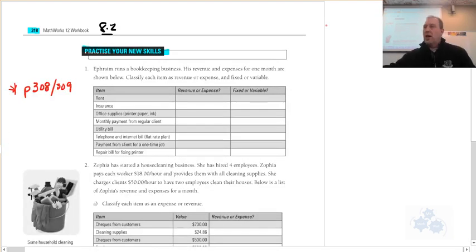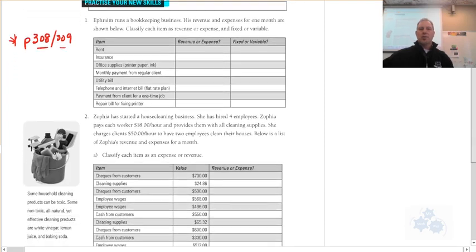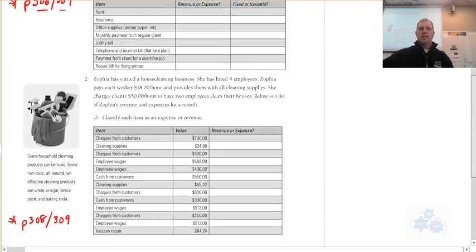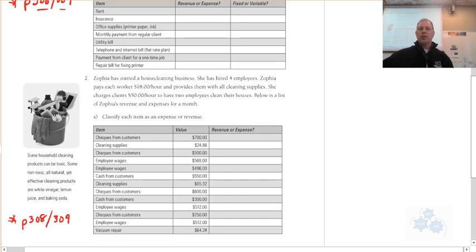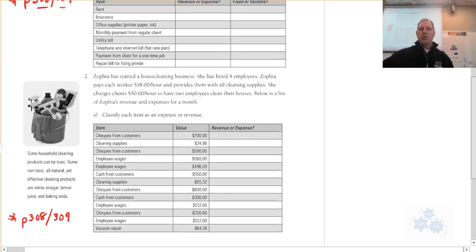So I'll get you to jot this down. For 8.2, to do practice your new skills, question number 1, you want to look back to page 308 and 309. Okay, that's where they talk about expenses and revenues and whether they're fixed or variable expenses. And you can see an example just like this question. For number 2, it's the same page, so it's a very similar question. Okay, revenue or expense. That's all you have to do for question number 2.